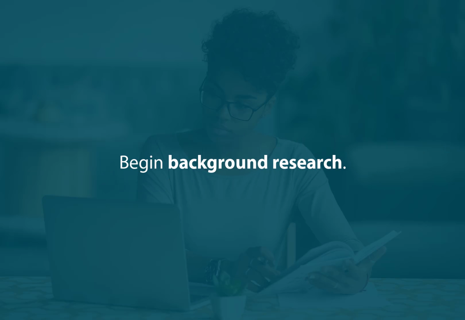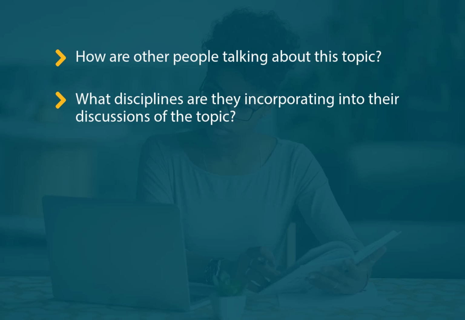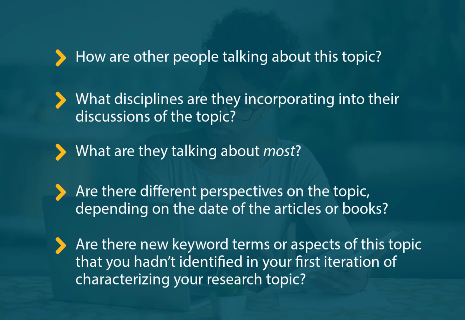Next, you can begin your background research to help you learn more about a possible research topic and one aspect of the broad topic you can focus on for the more in-depth research. As you conduct background research, you're looking for information that expands, confirms, or changes what you already know about the topic. You may want to focus on how other people talk about this topic, what disciplines they incorporate into their discussions of the topic, what they talk about most, different perspectives on the topic. Is there a consensus, or are there drastically different interpretations? Is this related to when the sources were written? The terminology used or aspects of this topic that are focused on. Can these help generate keyword terms to search for in the catalog?